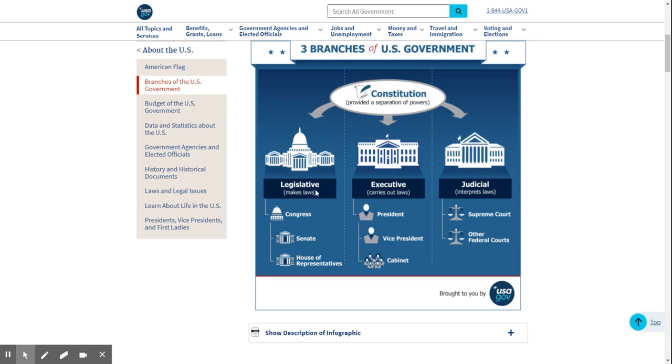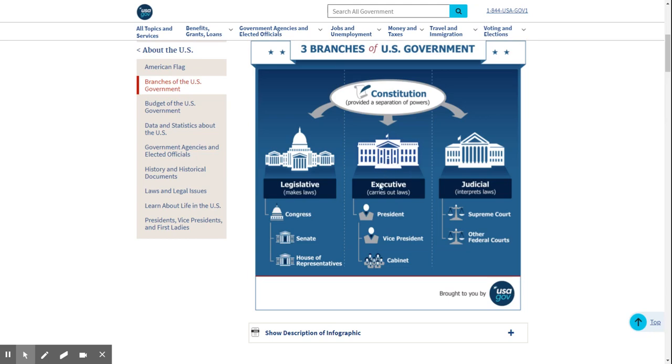So states with more people like California have more representatives. Their job is to make the law, and so only members of Congress, senators, or representatives can actually propose laws. The president and or other organizations often talk about making laws, but really it's only the members of Congress that can do that. In order to pass laws originally, they just need a simple majority vote.